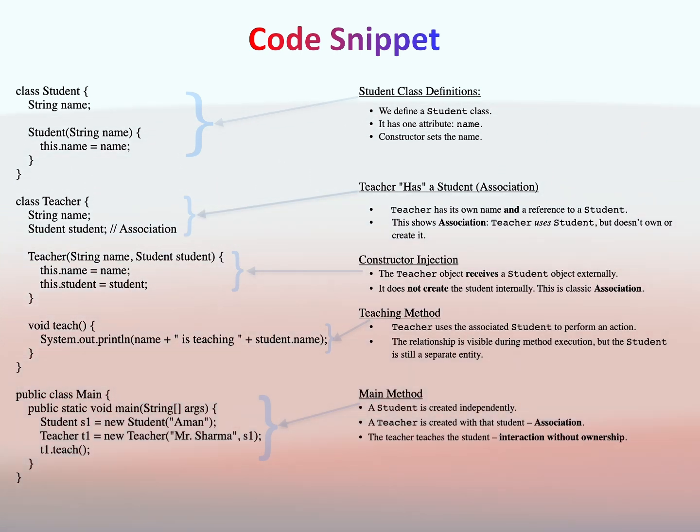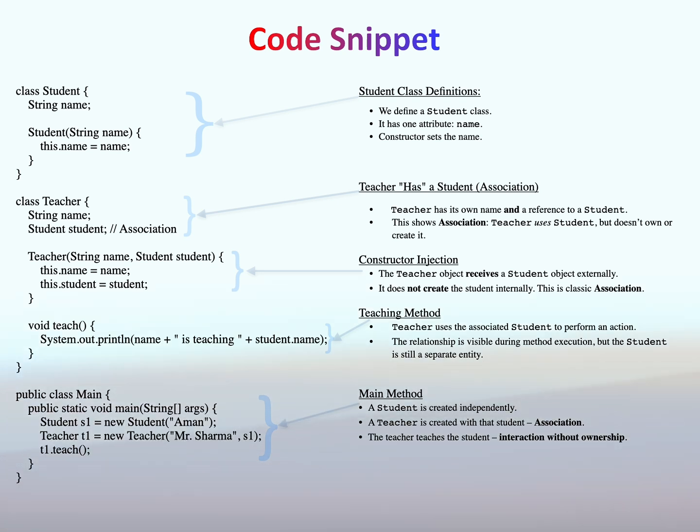Then we have a teacher class here. Teacher has its own name and a reference to a student. This shows association here. Teacher uses student but doesn't own or create it. Then there's a constructor injection in the teacher's class. The teacher object receives a student object externally. It does not create the student internally. This is classic association. And there's a teach method. Teacher uses the associated student to perform an action. The relationship is visible during the method execution, but the student is still a separate entity.